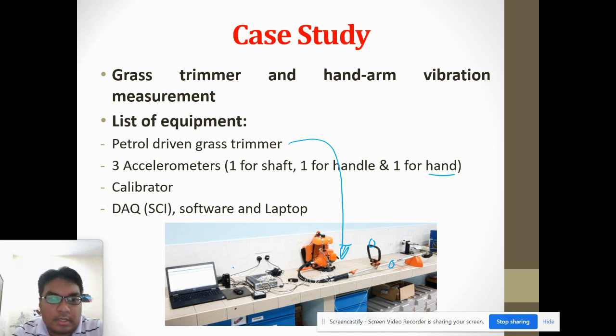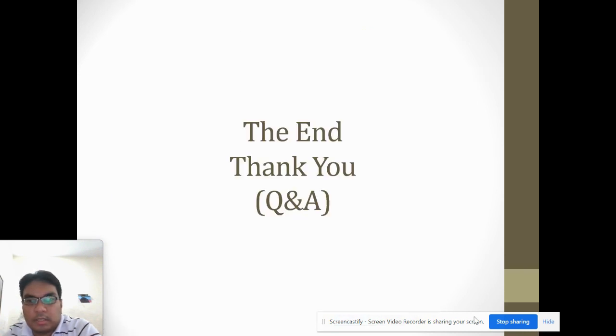And the calibrator, this is the calibrator that I mentioned before, like a small shaker. And the DAQ system, we have this one, the conversion system, the software, and also the laptop here. You will have another video to get more understanding of this. So thank you very much.